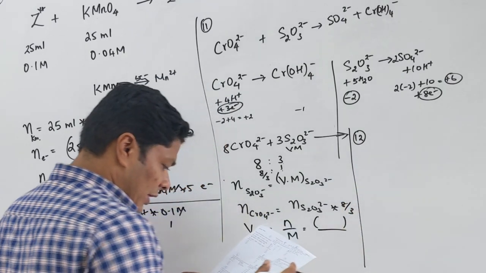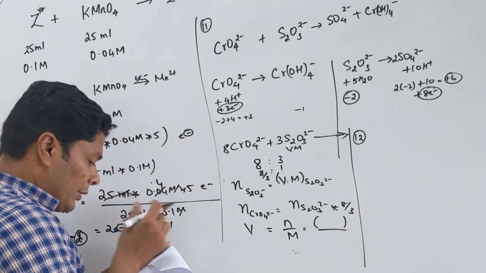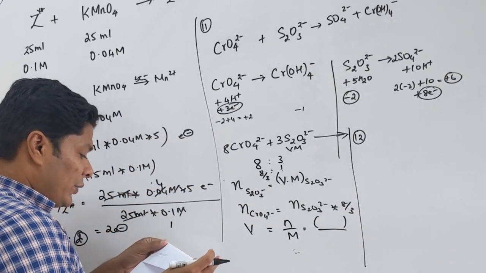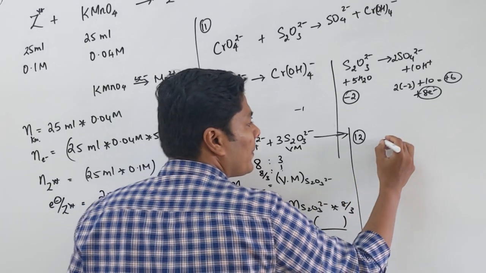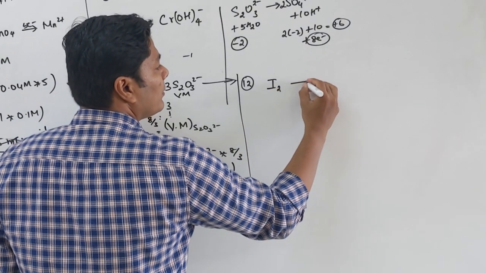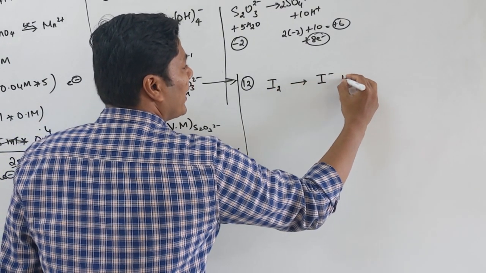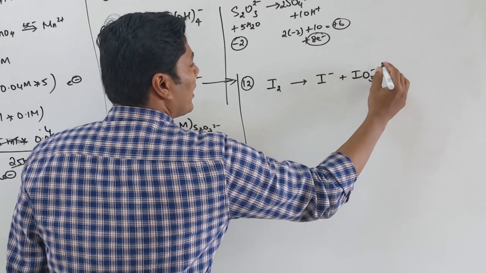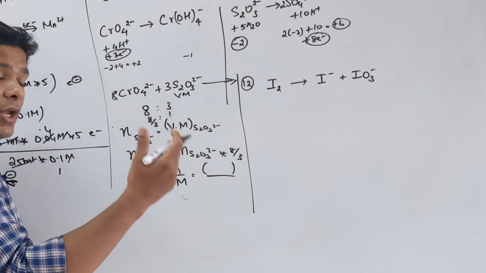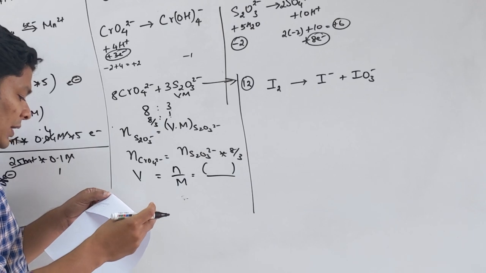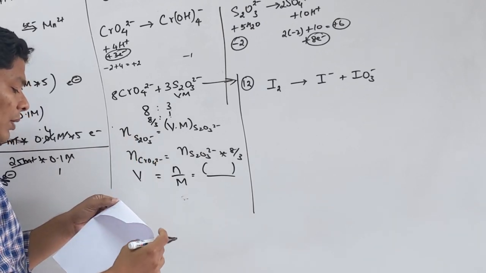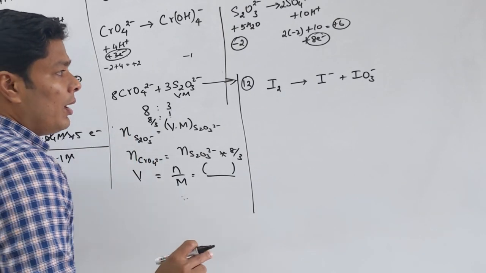Alright, last one, the 12th question. Hopefully you are able to follow me through this. During the disproportionation of iodine to iodide and iodate, IO4 minus is periodate, this is iodate. The ratio of iodate and iodide formed in alkaline medium is?